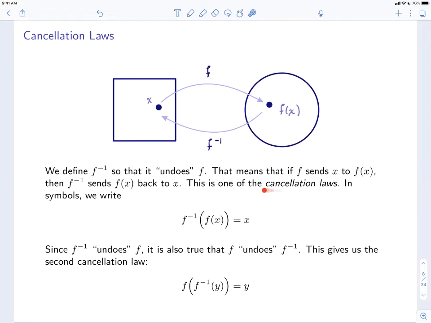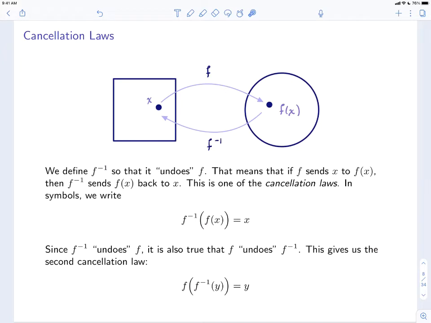So this is one of what we call the cancellation laws. F inverse, evaluated at f at x, takes us back to the original x. It's called a cancellation law because we think of f inverse as canceling with f. F inverse undoes f, and also f undoes f inverse.